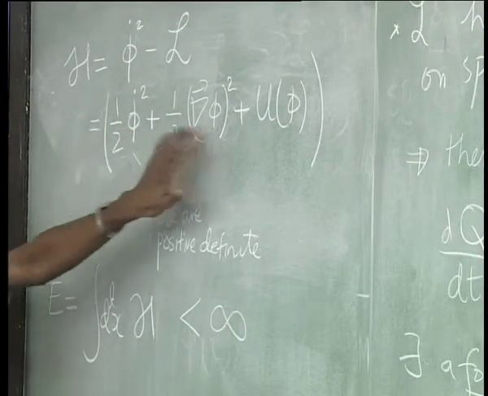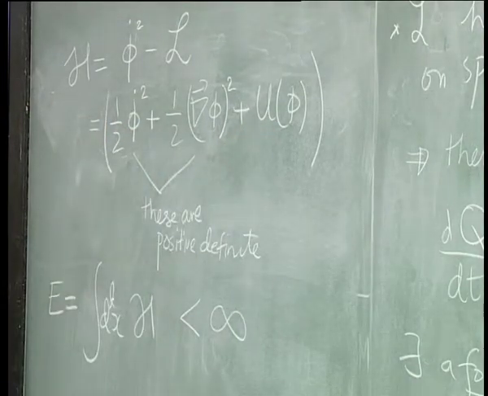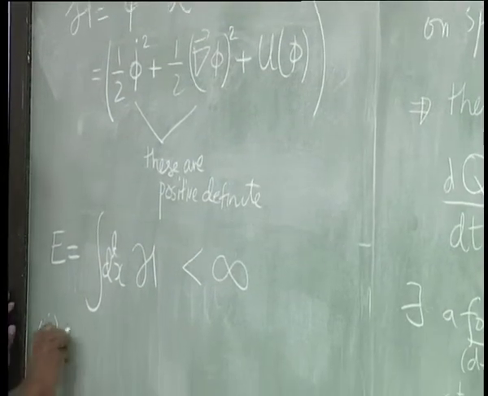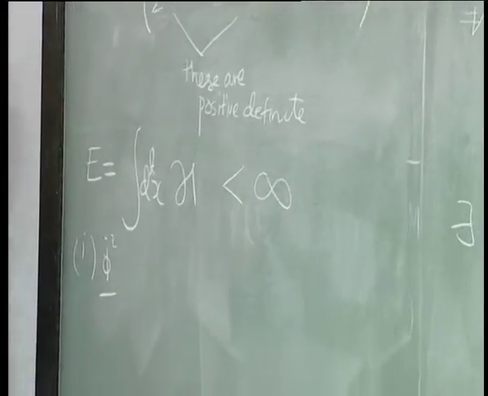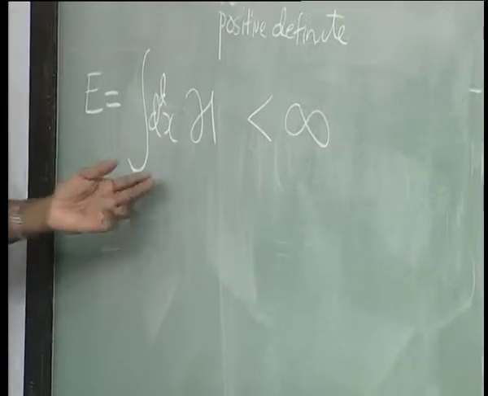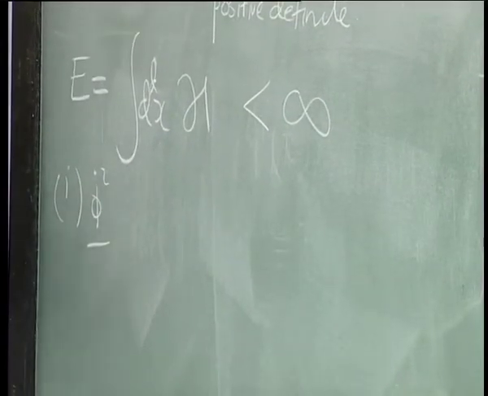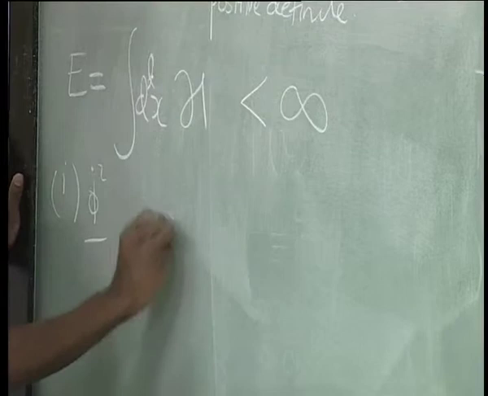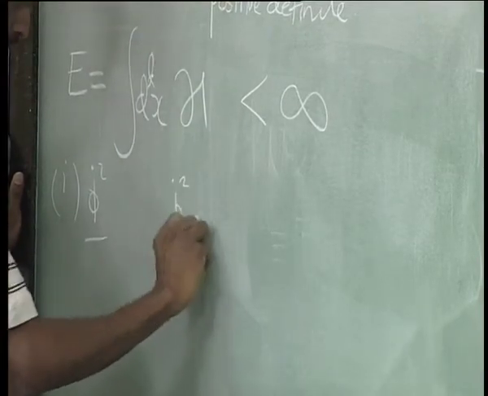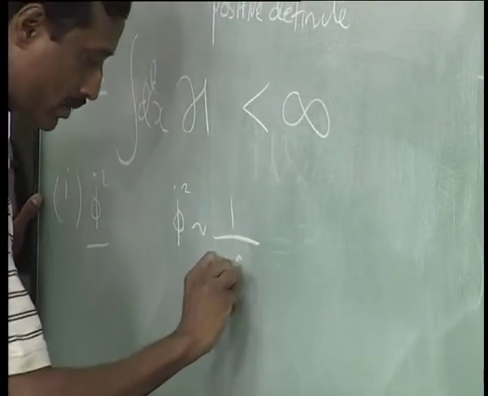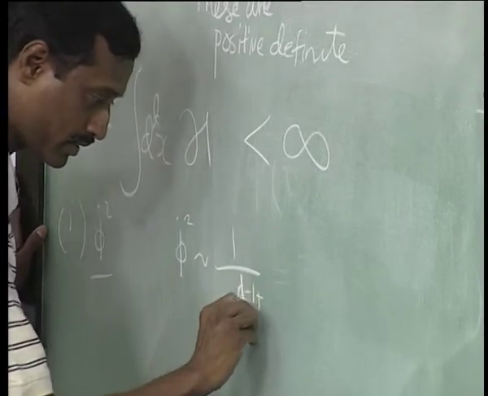So, let us look at the three terms out here. The first term we look at is the phi dot square term. Again, we will see that we can go back and rewrite things in terms of the radial direction. So, phi dot square better go as 1 by r power d minus 1 plus some epsilon.